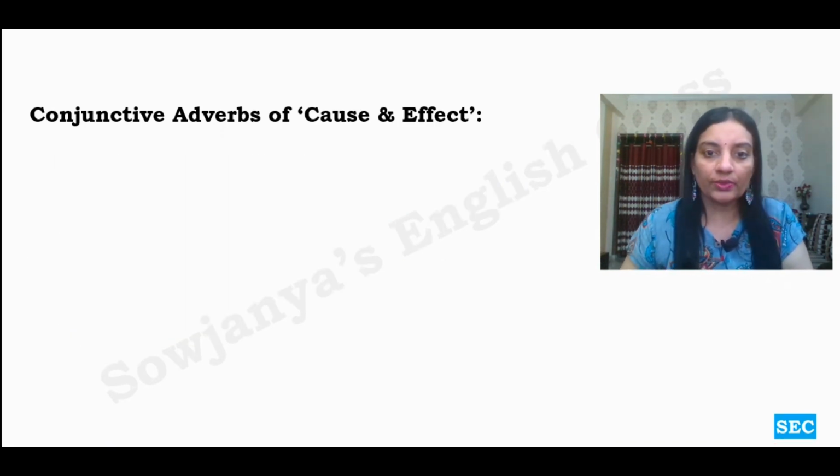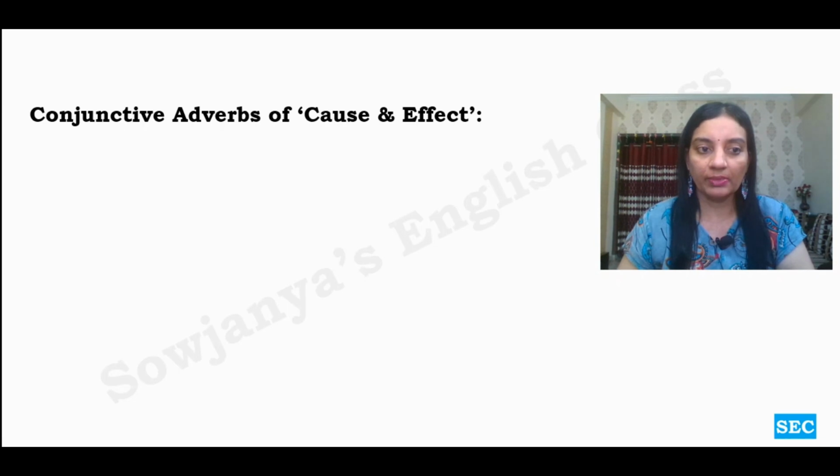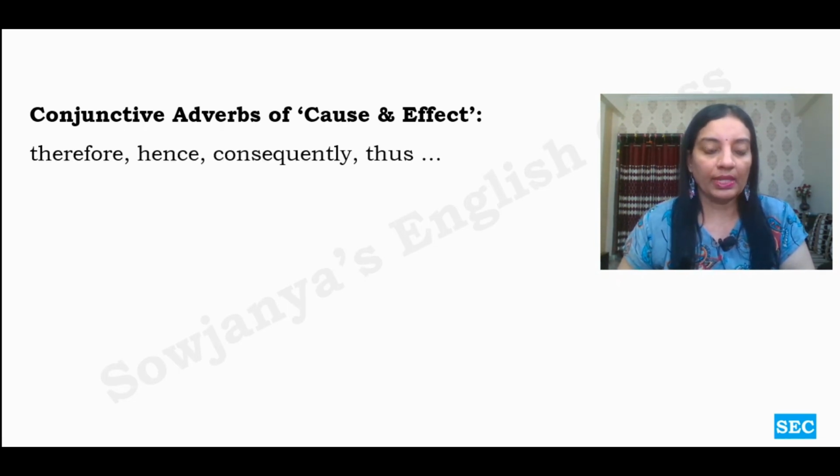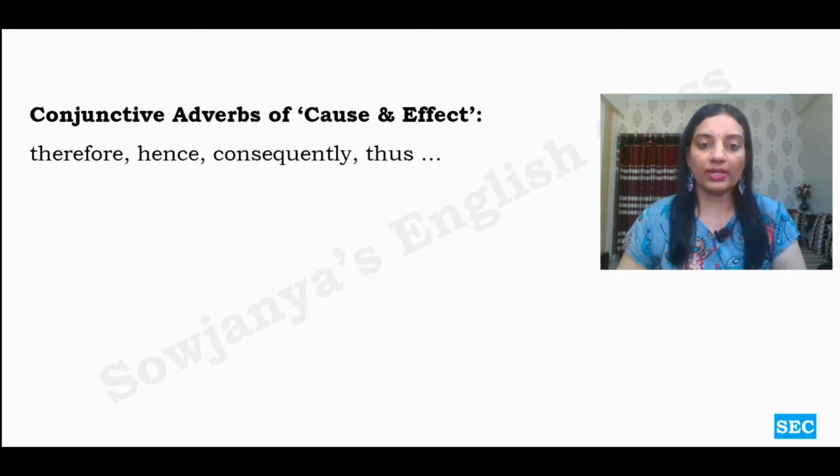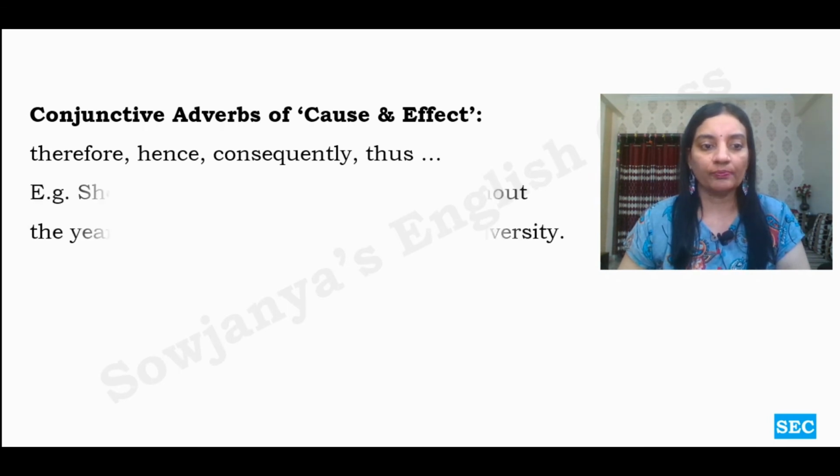And then conjunctive adverbs of cause and effect. What is meant by cause and effect? It happened because of this. This is the effect of this particular action. Whenever we try to explain such a kind of relationship, we use conjunctive adverbs of cause and effect. Therefore, hence, consequently, thus. These are the most commonly used conjunctive adverbs of cause and effect.